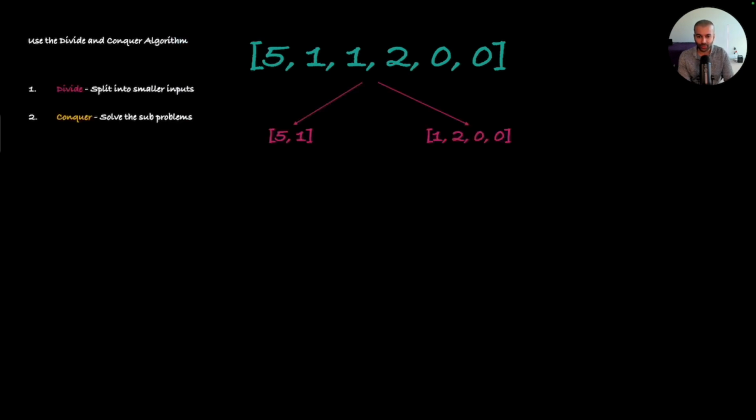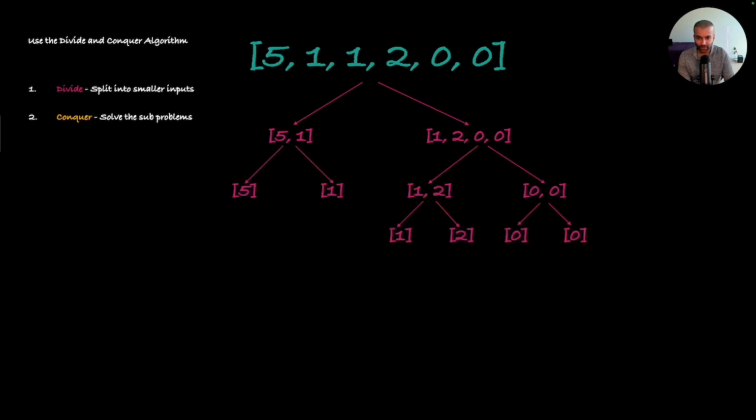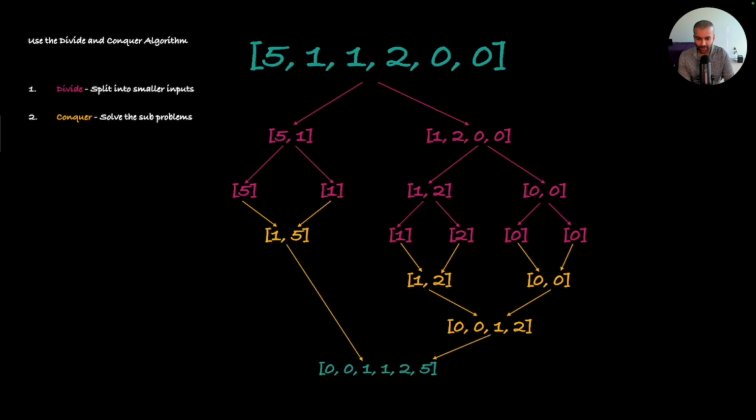This is what the recursion tree is going to look like. We are going to divide the input into smaller subarrays, and we divide them until we cannot do so anymore, until these subarrays are of size 1. Once we reach that, we can now easily conquer them by merging them in ascending order. And by doing so, we'll eventually end up with our answer.